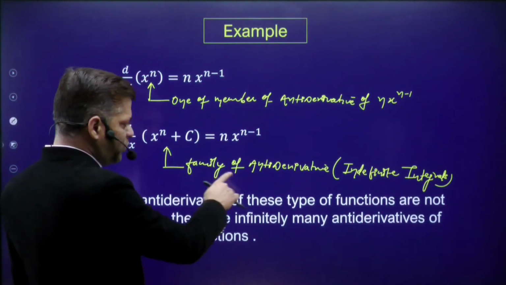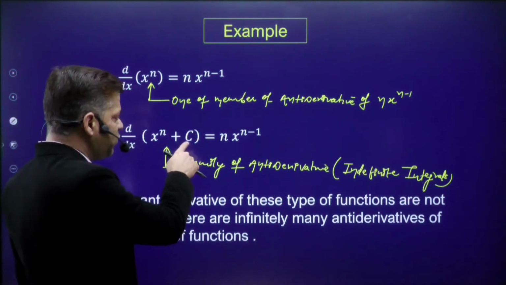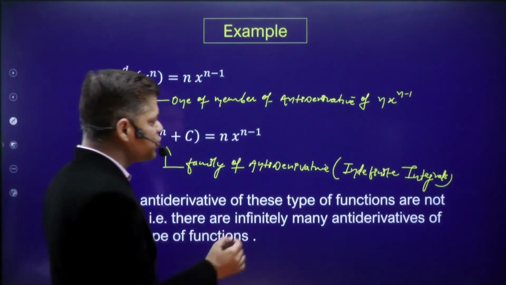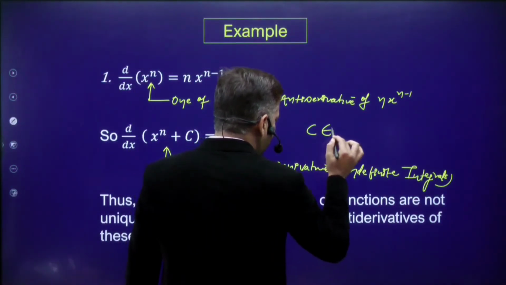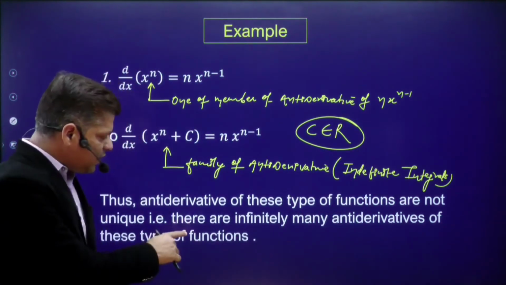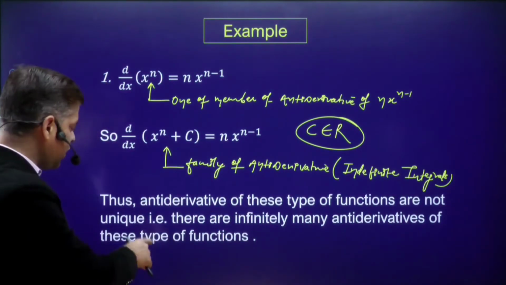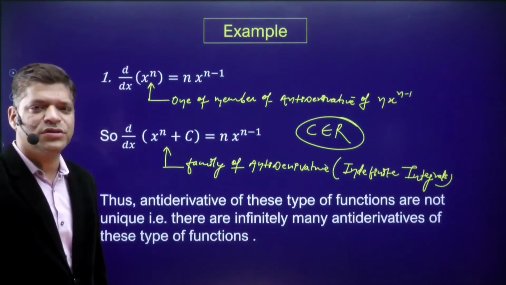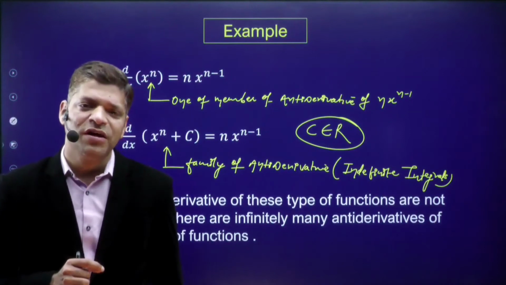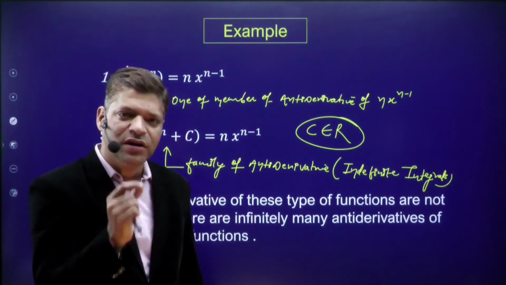So when we are going to discuss the family of antiderivatives, we introduce a constant of integration. This C is called the constant of integration, and this capital C belongs to the set of real numbers. That's why we say that there are infinitely many antiderivatives of these types of functions. So from exercise 7.1 to 7.7, we first studied indefinite integrals.